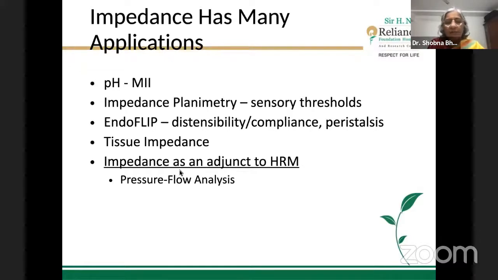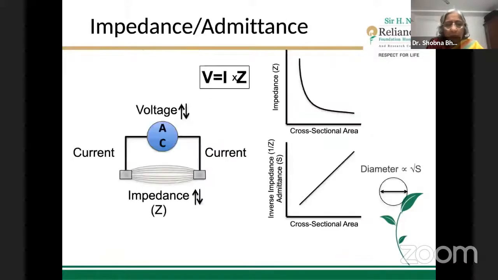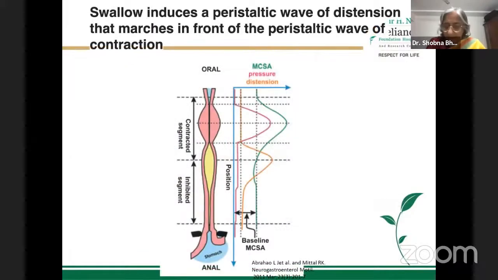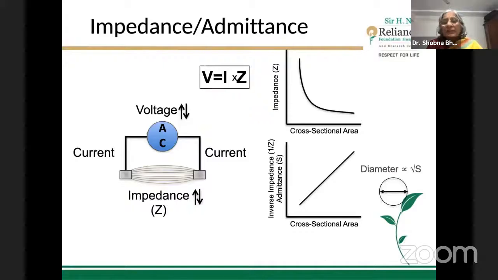So therefore, impedance started getting used here. And on the basis of this, there was a combination of pressure and flow, and the correlation between pressure and flow came up. So this is about impedance and admittance. Now, admittance means that the lumen is allowing the bolus to be admitted, which means that the lumen is now opening.